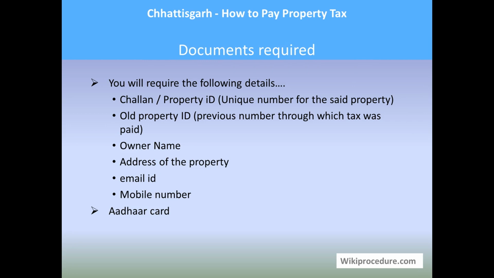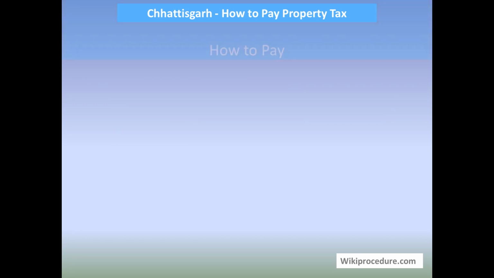Documents required for this procedure: you will require the challan or the property ID, which is a unique number for the property, or the old property ID from the old property tax paid receipt, owner name, address of the property, email ID, mobile number and other card. Let us see how to pay.